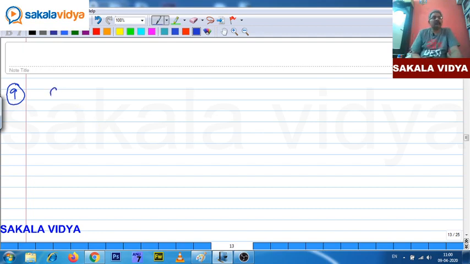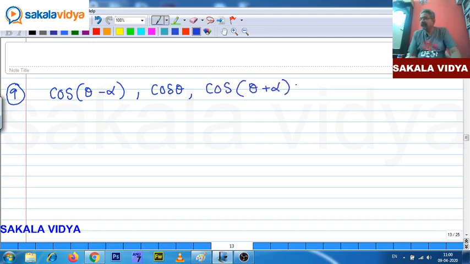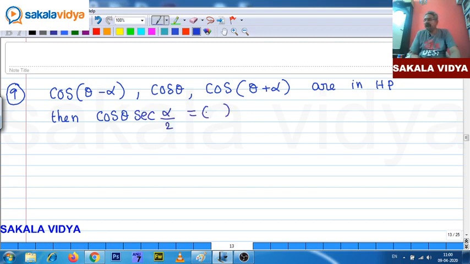So now, cos of (theta minus alpha), cos theta, and cos of (theta plus alpha) are in harmonic progression. Then you need to find cos theta multiplied by sec alpha by 2. First option is minus root 2. The second option is root 2. Third option is plus or minus root 2. Fourth option is 1. This is the question.